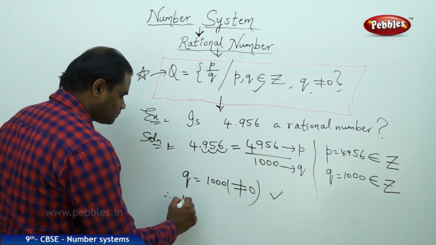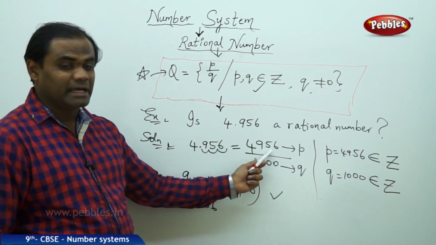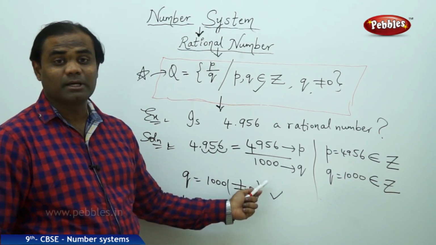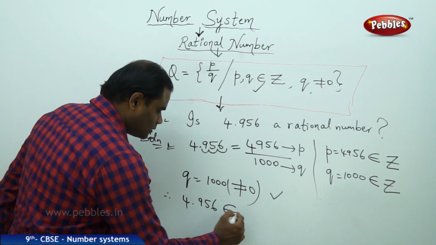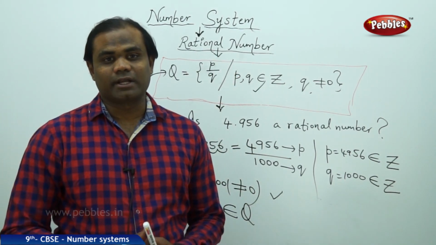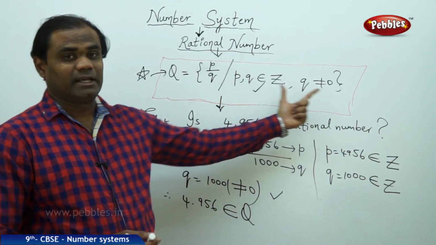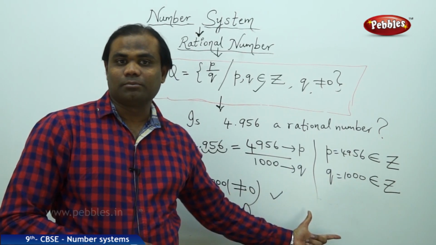Therefore, 4.956, which is the indirect representation of 4956 by 1000, must be a rational number Q. This is how we understand the concept of rational number, understood through the two tests applied for the given problem.